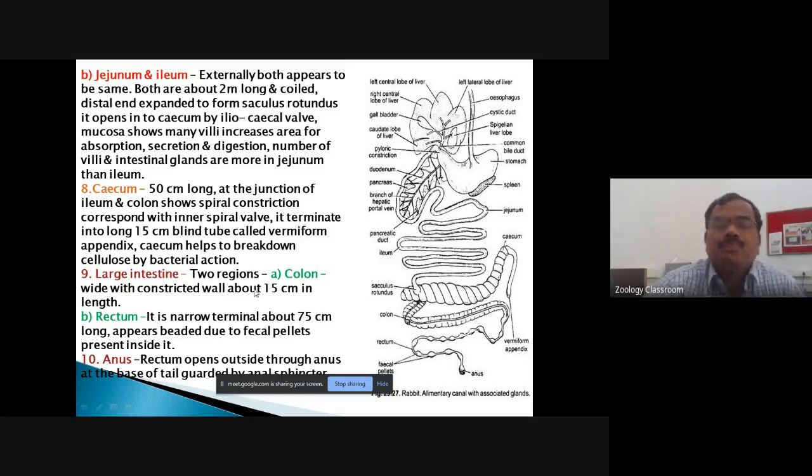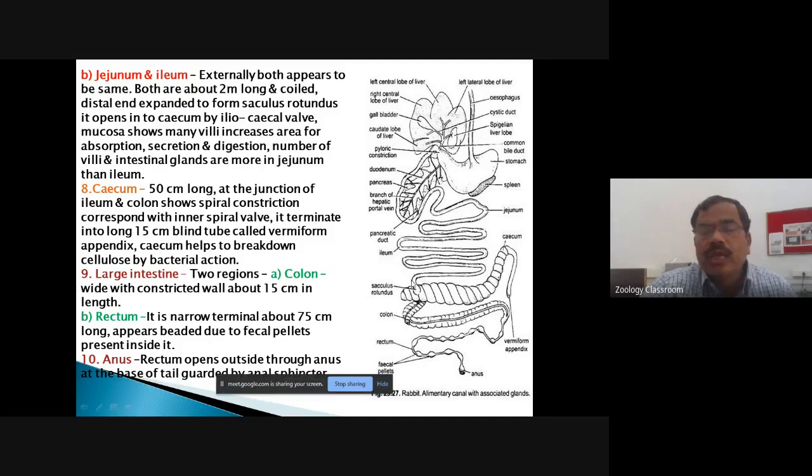Now come to the cecum. This spirally coiled structure is called the cecum. The entire length of the cecum is about 50 centimeters in the rabbit.